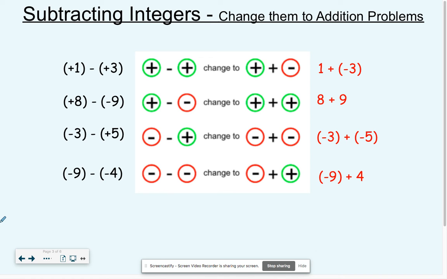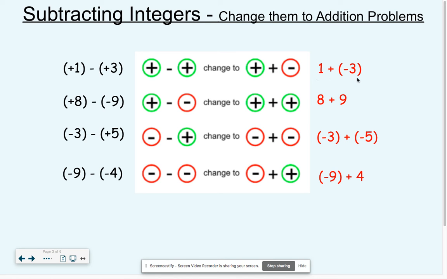When we have subtracting integers, it is always best to change them to an addition problem because addition problems are usually easier. So if we start with a positive 1 and we subtract a positive 3, we have two positive numbers. We'll keep the first one the same, a positive 1. Then we're going to make it a plus. Because this was a subtraction sign, all it's really doing is telling the second number what to do. It's telling the second number you're really a negative number.